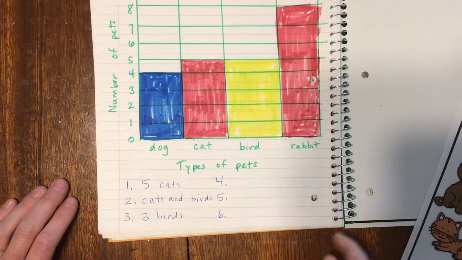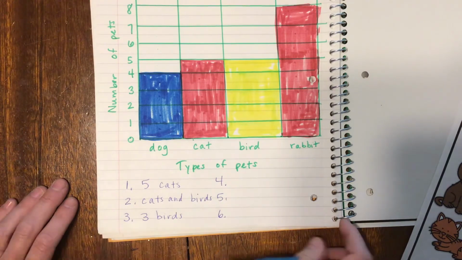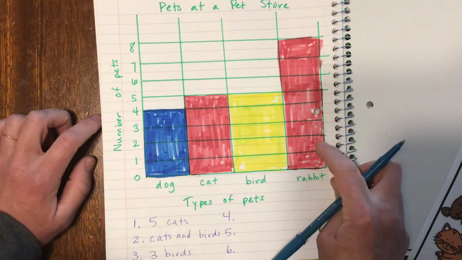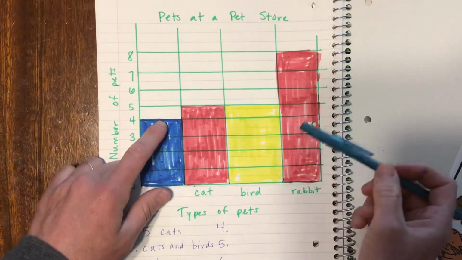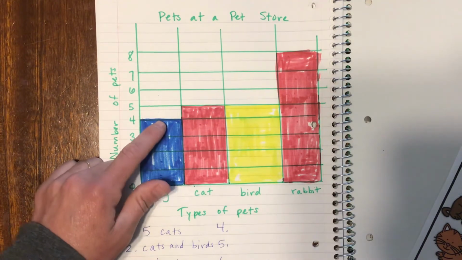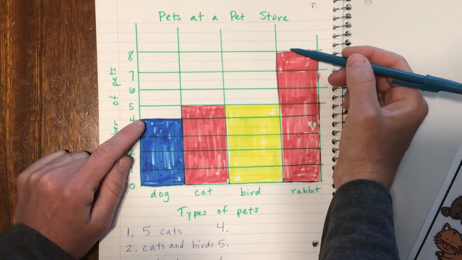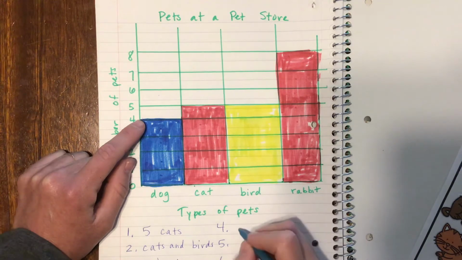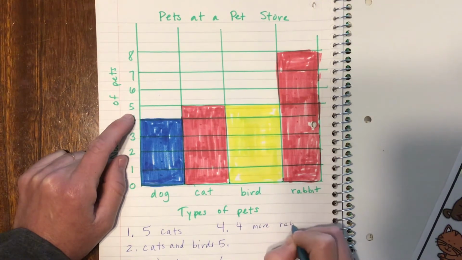All right, number 4. How many more rabbits than dogs are at the pet store? Well, here's our dogs. It's left off at 4, and rabbits goes up to 8. So from 4 to 8, what's the difference? Right, there's 4 more rabbits.